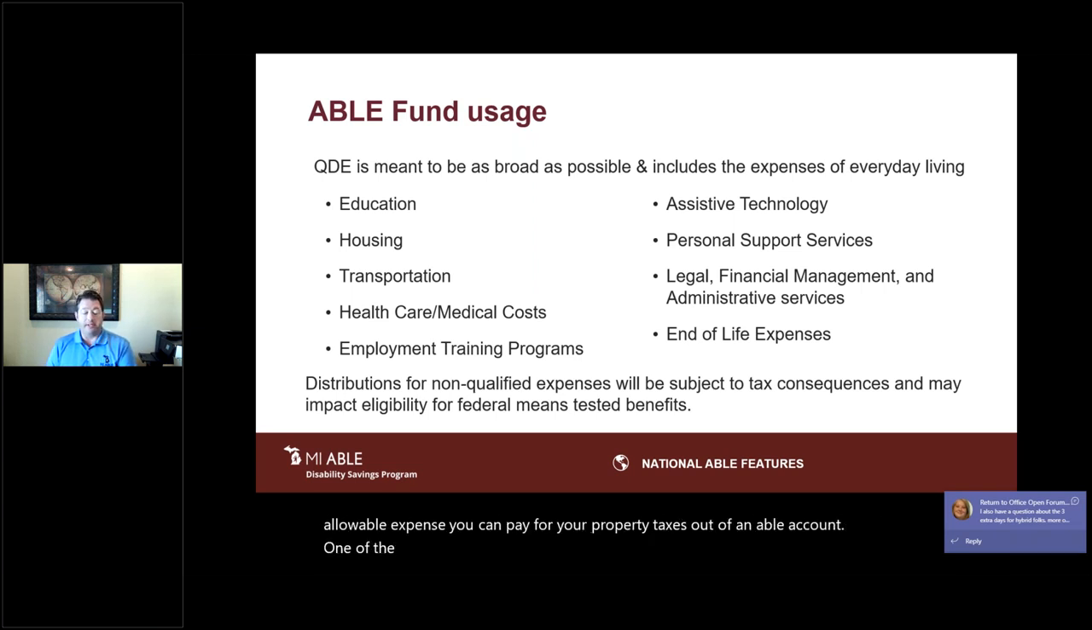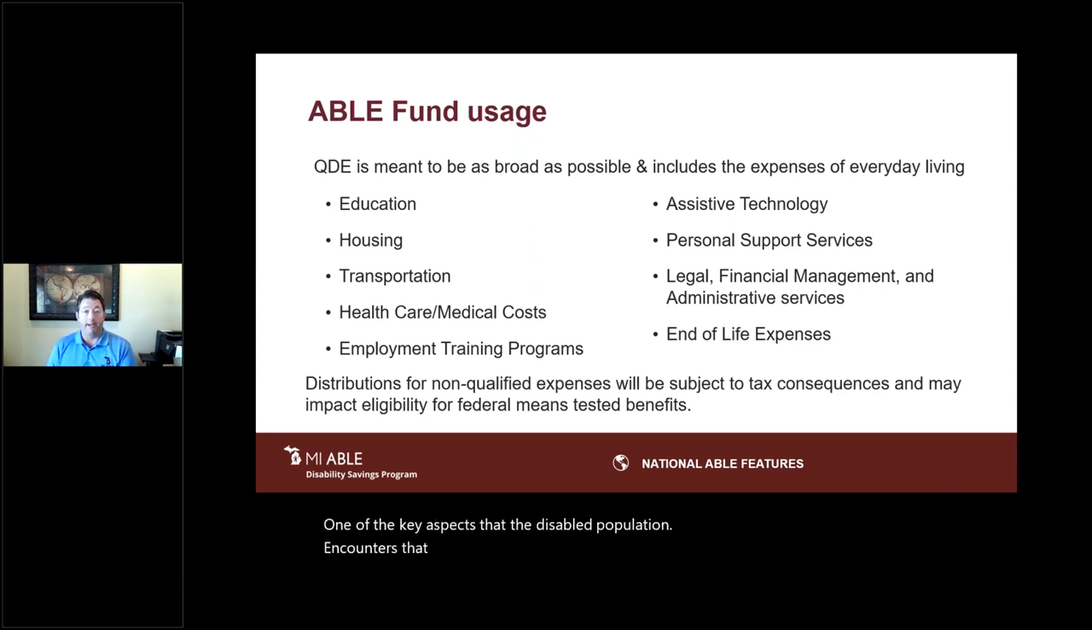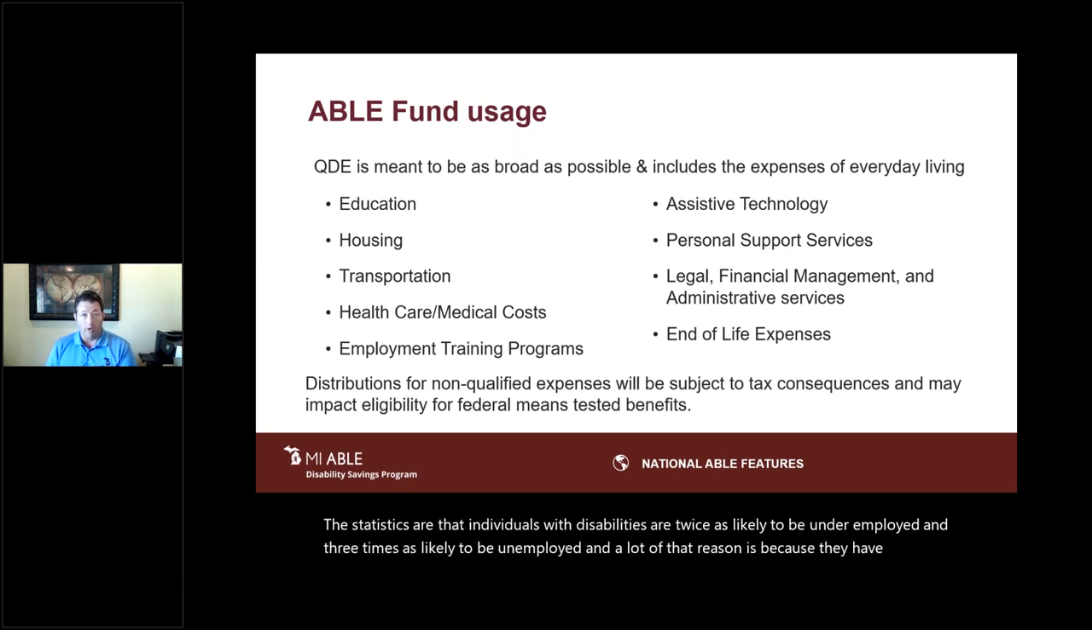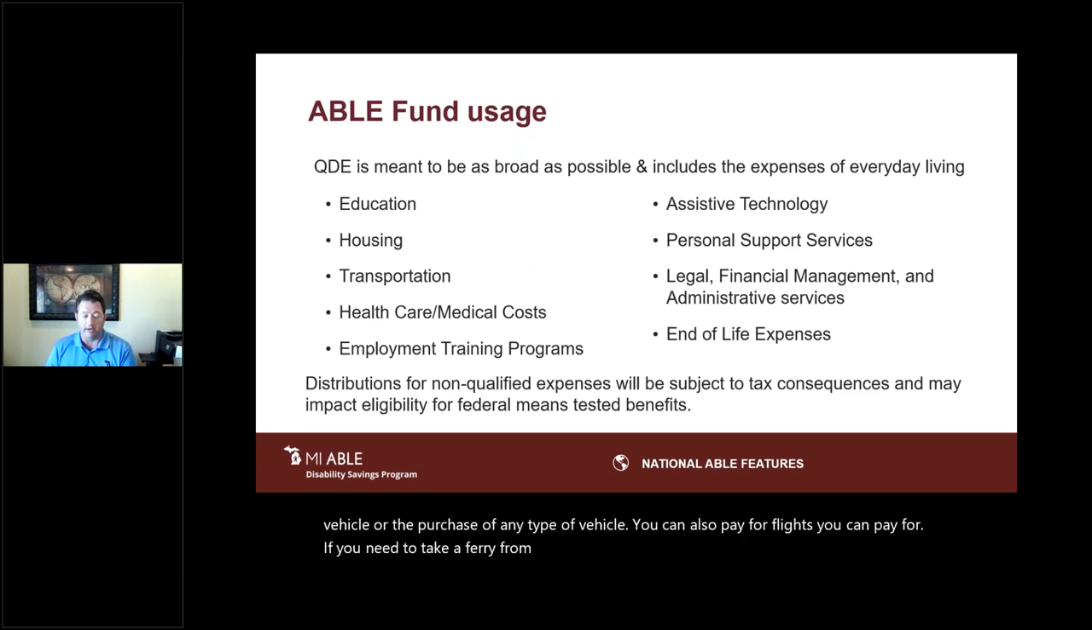One of the key aspects that the disabled population encounters that is challenging or problematic is transportation. The statistics are that individuals with disabilities are twice as likely to be underemployed and three times as likely to be unemployed. And a lot of that reason is because they have limited access to transportation. Well, you can now pay for transportation expenses out of your ABLE account. Whether that's an Uber or a bus pass or the purchase of a wheelchair accessible vehicle or the purchase of any type of vehicle. You can also pay for flights. You can pay for if you need to take a ferry from one peninsula of Michigan to the other. You can pay for those transportation costs out of an ABLE account.